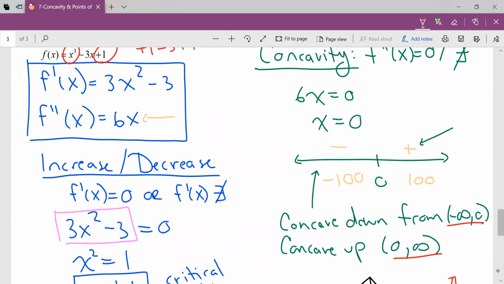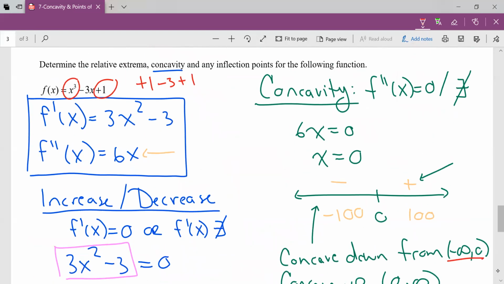How cool is that? So again, for today, concavity: we find the second derivative, we set it equal to 0, or we find where it doesn't exist, and that's going to help us find our regions where we're concave up and concave down. Pretty cool stuff.